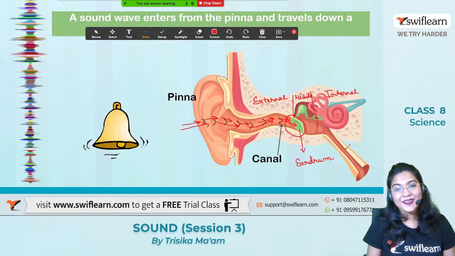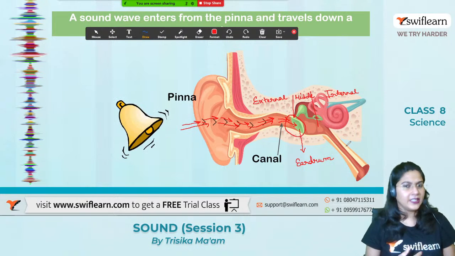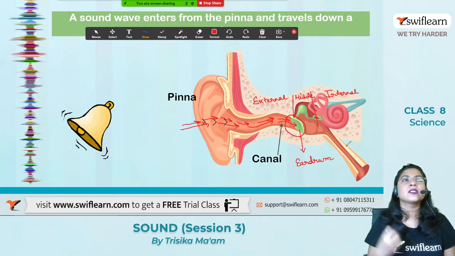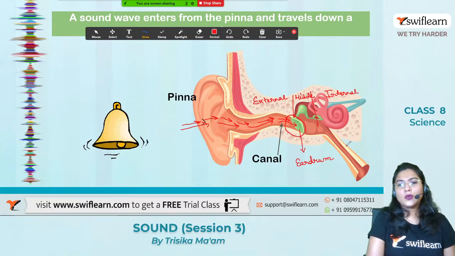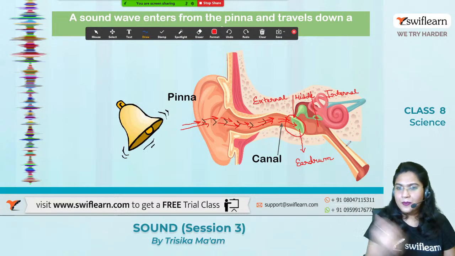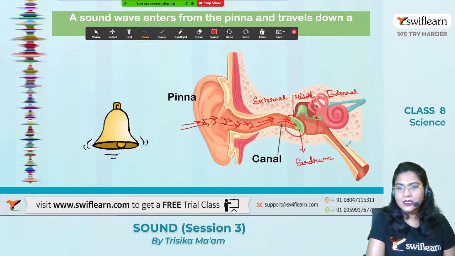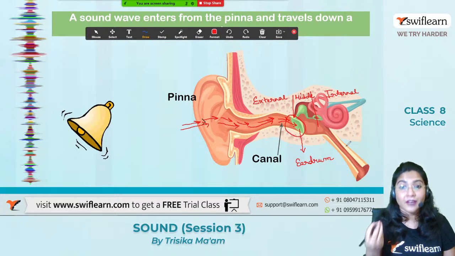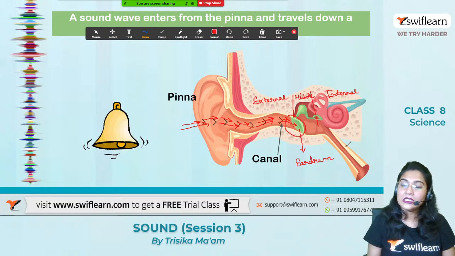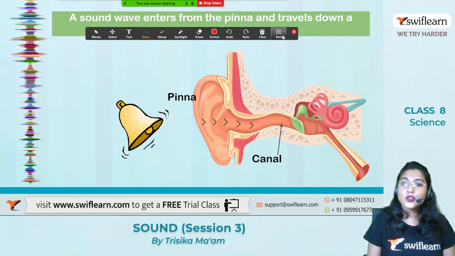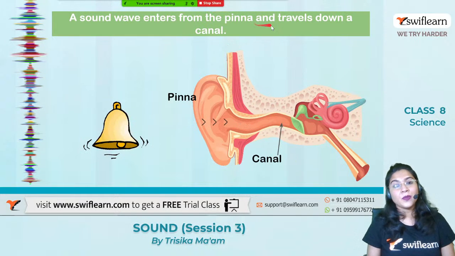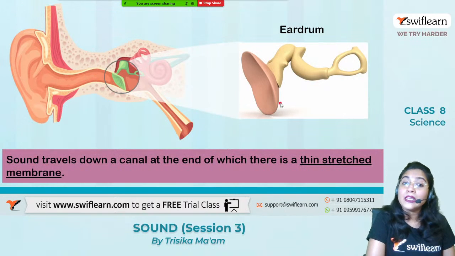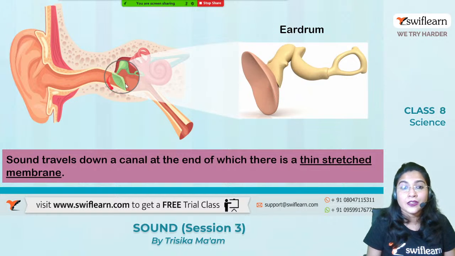What we have already studied in the previous session, just think of it: when a sound is produced, the vibration is actually happening within the different particles, and due to the vibration the membrane also vibrates and it helps in propagating the sound wave, right? So the sound wave enters from the pinna, travels down the canal, and then strikes on the membrane, which is called the eardrum.